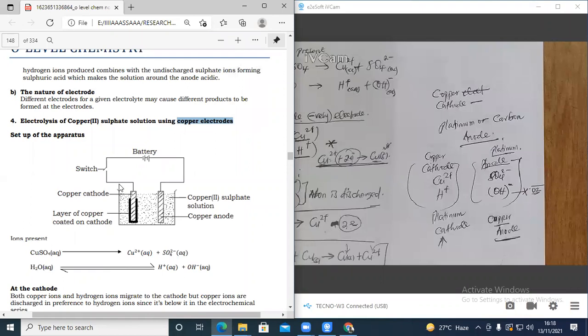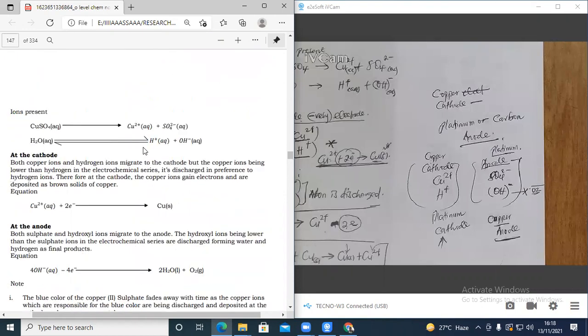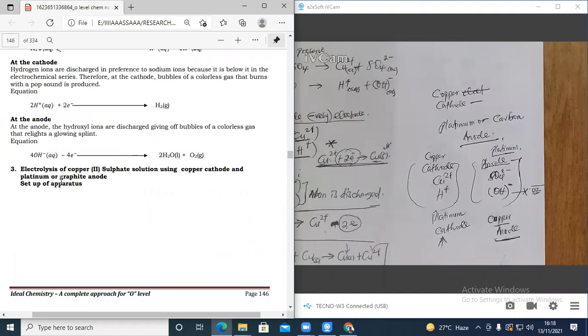Yes. Now, if they twist it, and instead of the anode using copper, they put platinum, the thing goes back to normal, just like this one here. Do you see this? What did they use? Electrolysis of copper II sulfate using copper cathode and platinum or graphite anode. Do you see what happened here? Have you seen that? Yes. So this is what happens. Teacher, if the anode is the cathode, the anode will dissolve. That's not the case. It is the case if they use copper sulfate solution using copper electrodes. You get it?